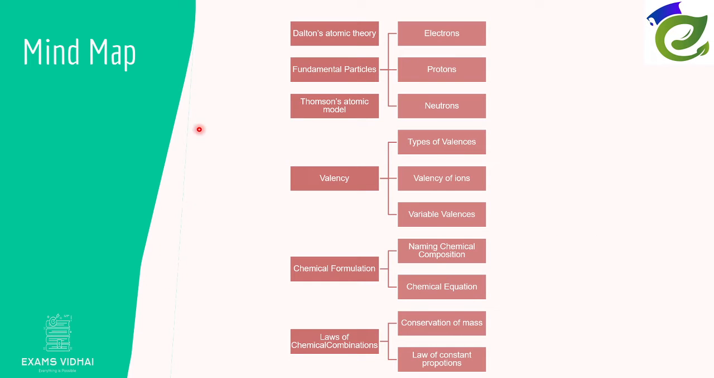So here is a pictorial representation of the chapter that we are going to study. For now, we are going to study Dalton's atomic theory, fundamental particles, and Thomson's atomic model. And now let's get started.